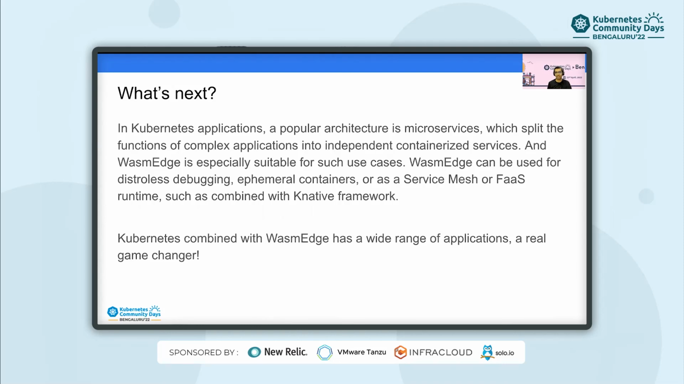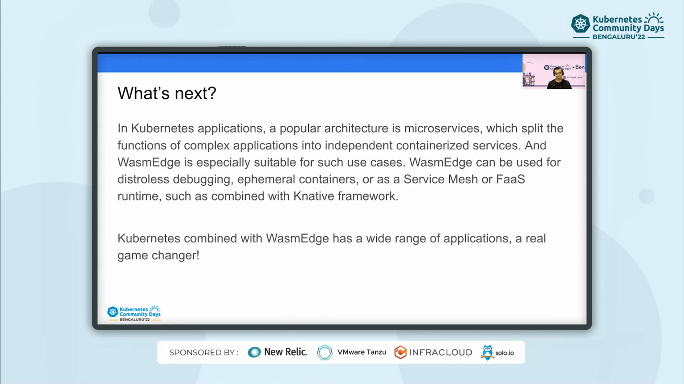As we know, in Kubernetes applications, one of the most popular architectures is microservices, and how microservices help to move away from the monolith architecture and actually run these containerized services independently. And Wasm is very suitable for such use cases, because WasmEdge can be used for distroless debugging and actually running these containers, or let's say as a service mesh as well. And when you're combining Kubernetes with WasmEdge, it has a wide range of applications, especially if you're running on edge-based devices.